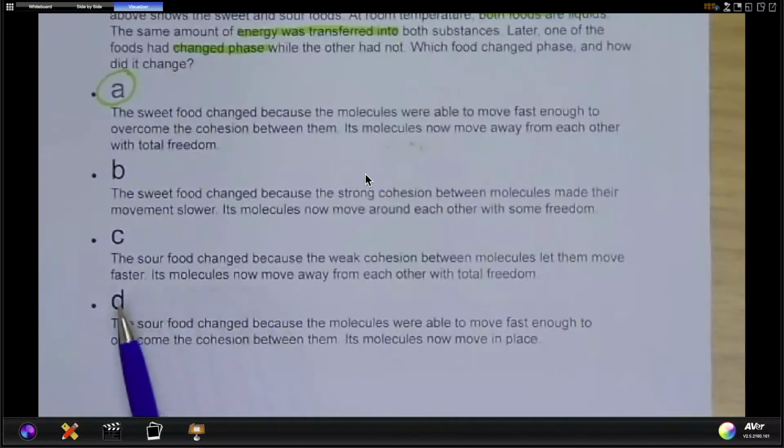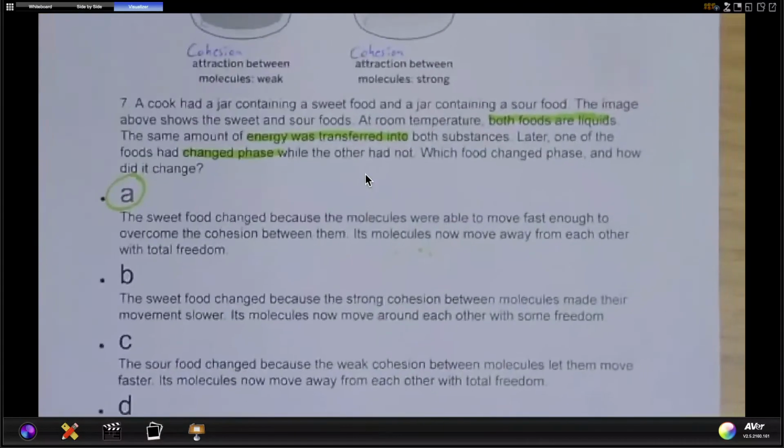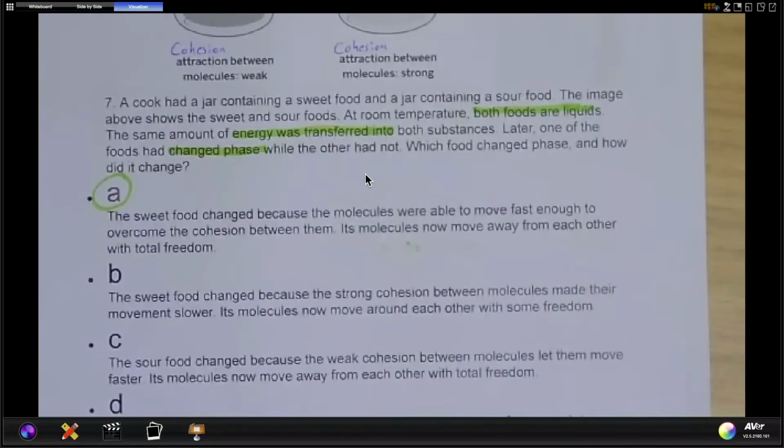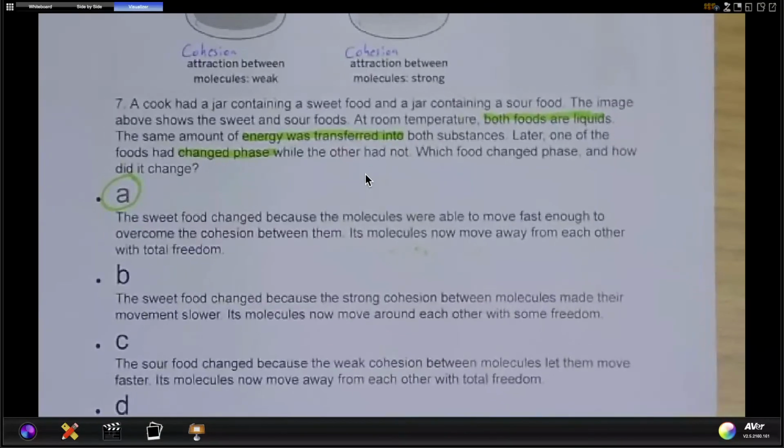Okay. And we know that the sour food didn't change. So we can toss out C and D. So it's between A and B, and A is correct. It says the sweet food changed because the molecules were able to move fast enough to overcome the cohesion. Its molecules now move further away from each other with total freedom. That total freedom describes being turned into a gas.